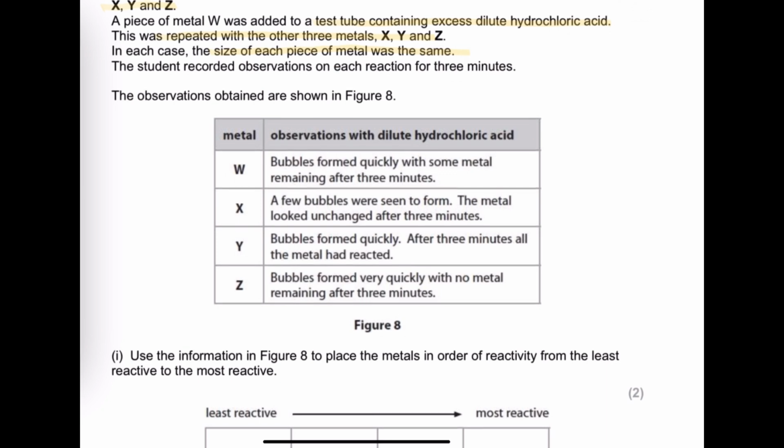And this is here. For metal W, the bubbles formed quickly with some metal remaining after 3 minutes. X, a few bubbles were seen to form. The metal looked unchanged, however, after 3 minutes. Y, bubbles formed quickly. After 3 minutes, all the metal had reacted. And Z, bubbles formed very quickly and no metal remained after 3 minutes.